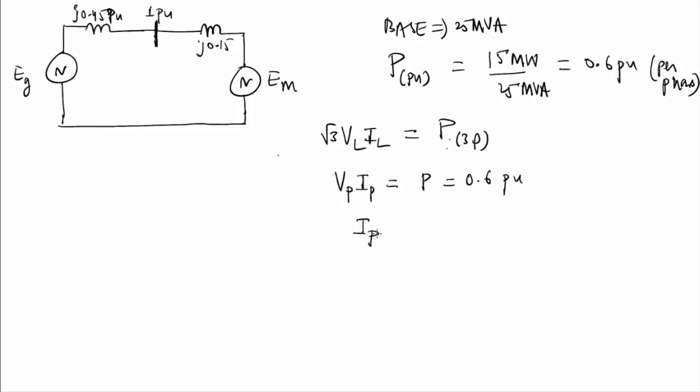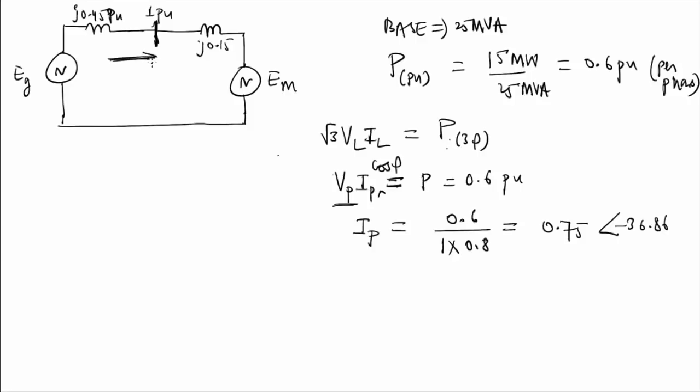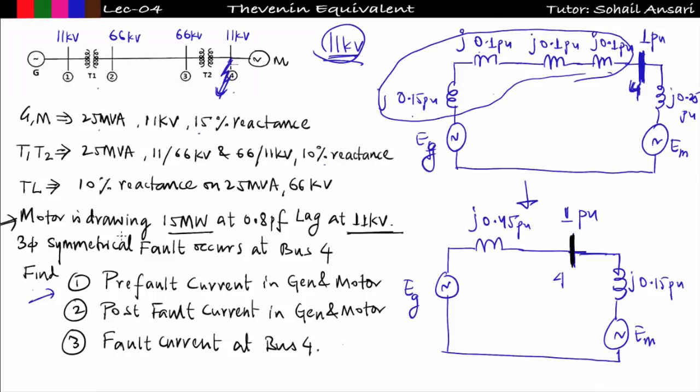So from here let us derive I phase. V phase I phase into cos phi also, because we are talking about the active power. So I phase will be equal to 0.6 by V phase. Per phase voltage at this bus 4 is 1 per unit, so multiplied by 1 multiplied by cos phi, that is 0.8. So it will give me 0.75, and this is lagging in nature, that is minus 36.86. So I got the pre-fault current. Pre-fault means before the fault, the current is equal to 0.75 per unit at an angle of minus 36.86. So this was the answer of this first part.